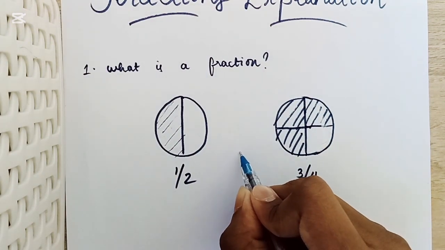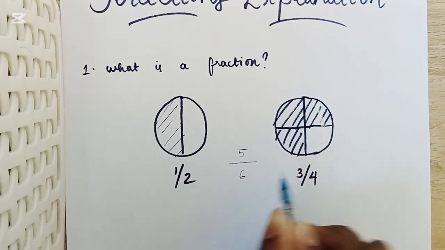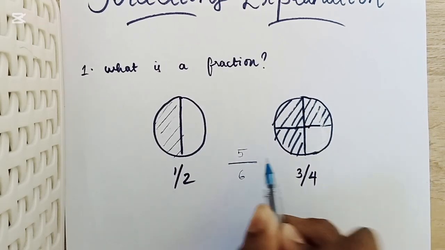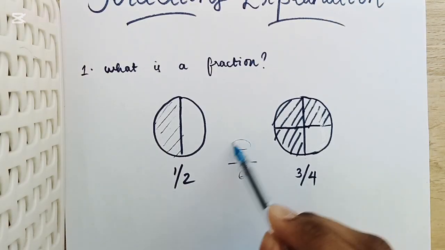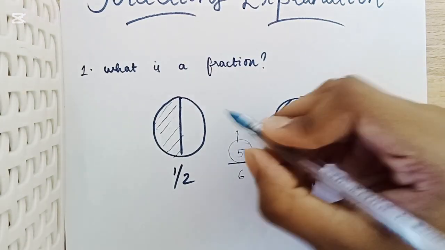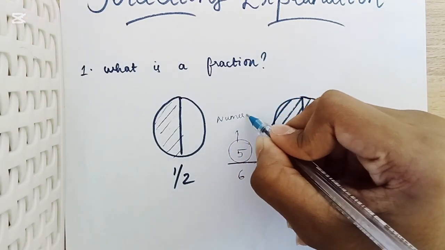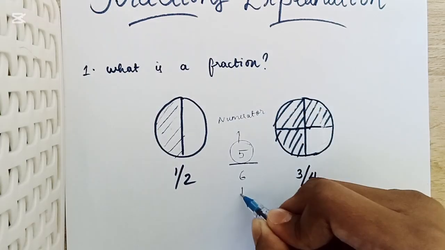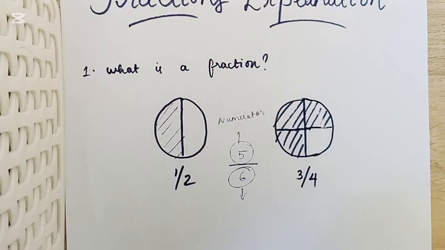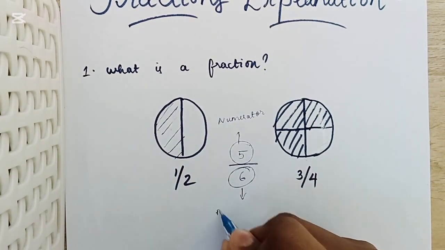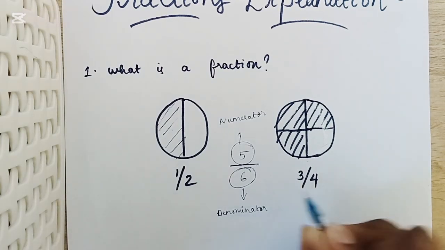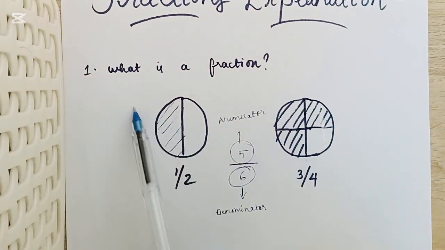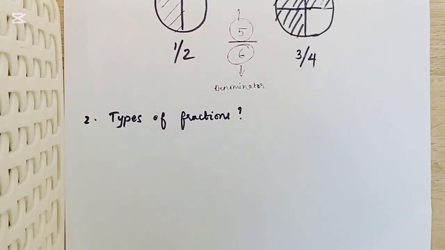In a fraction, there will be a dash, and a number on top of it as well as a number below it. The number on top is what we call a numerator, and the number below is what we call a denominator. This is what you need to know in what is a fraction.